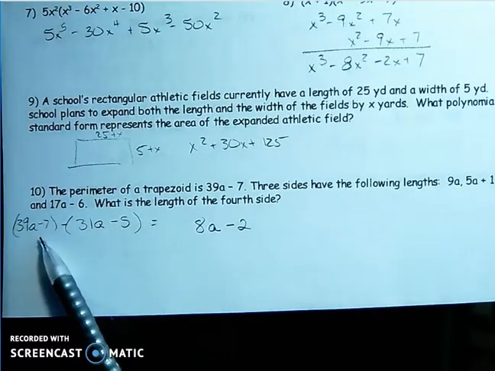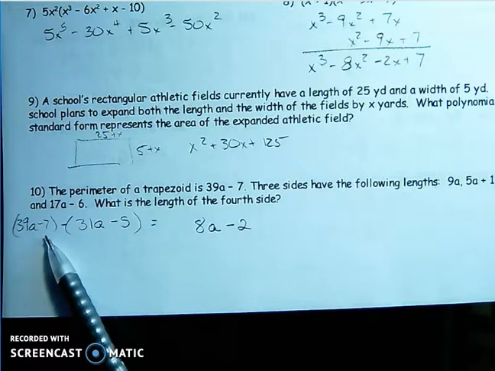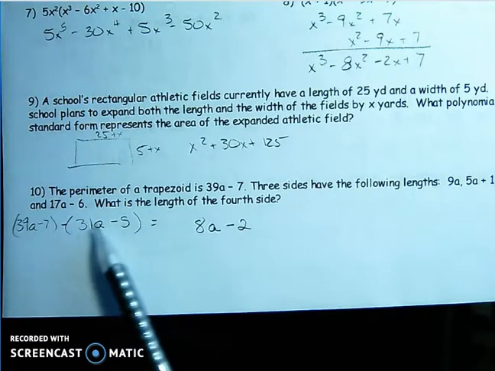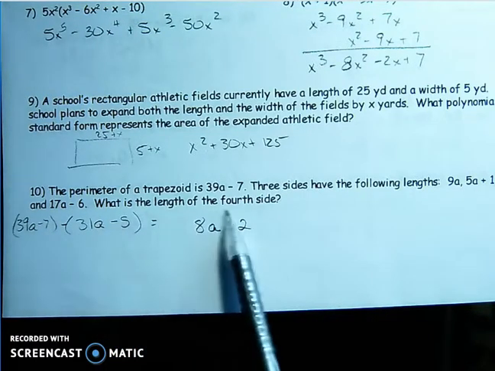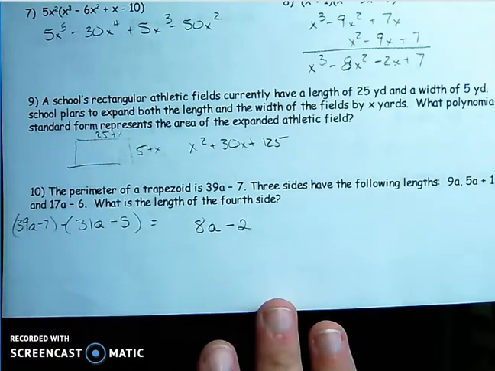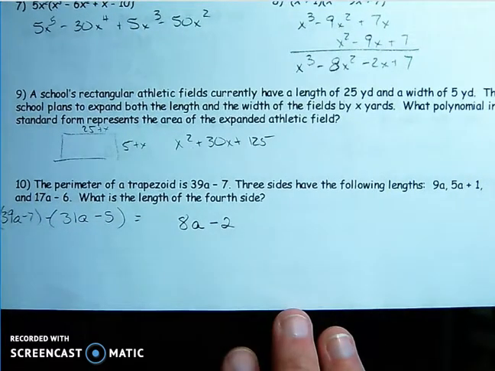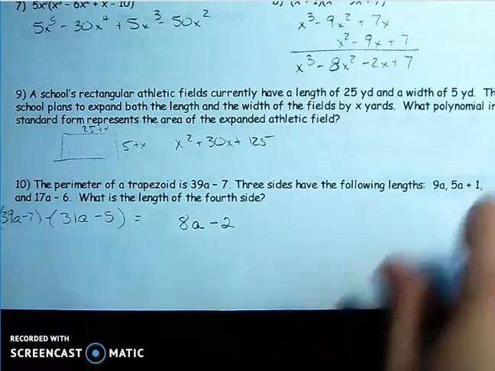I know everything adds up to be 39a minus 7, so I'm just going to subtract those two to see what my fourth side has to be, which is 8a minus 2. If you have any questions on these real-world examples, now's the time to ask Miss Lewis.